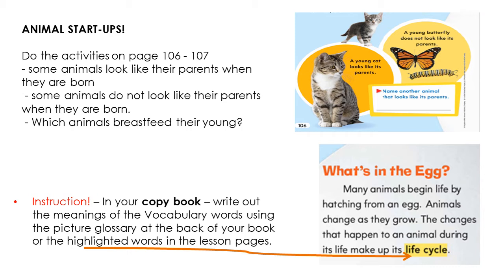Right. There's a little instruction here I want you to go over, which is for you to write out, in your copybook, the meanings of the vocabulary words using the picture glossary at the back of your book or the highlighted words in the lesson pages, like the word for life cycle pointed to by the orange arrow.